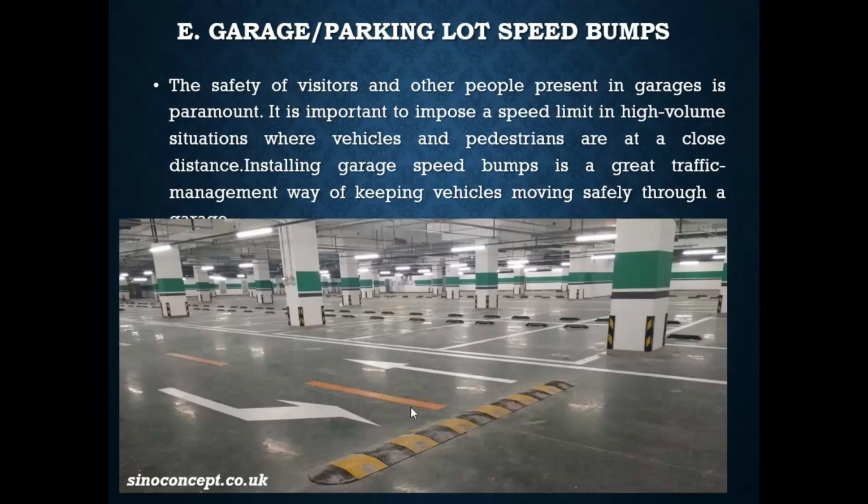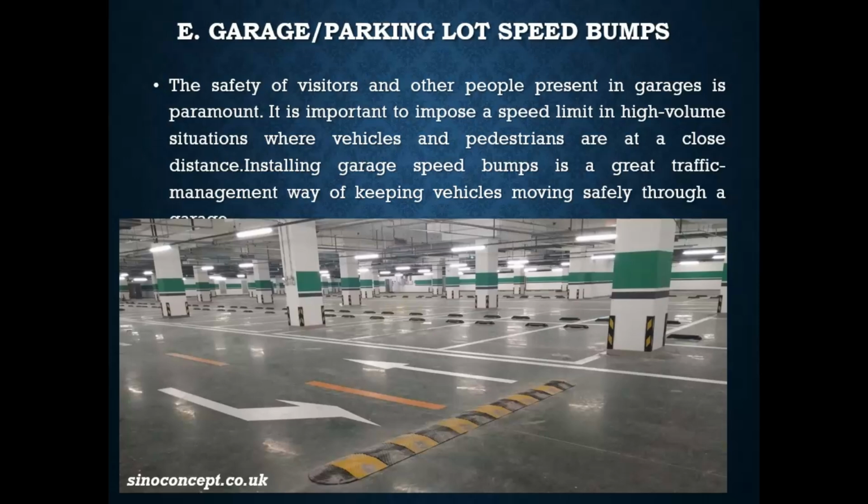Then the fifth type of speed bump is what we call the garage or the parking lot. The safety of visitors and other people present in garages is paramount, and that is the reason why we have this installed. This is where cars are meant to be parked, but some drivers speed up on this road even when they are already in the parking lot or the garage. They still speed up in between these places even before they park their cars. This brought a need to have a speed bump in this parking lot to help slow down the speed of cars moving in this lot.